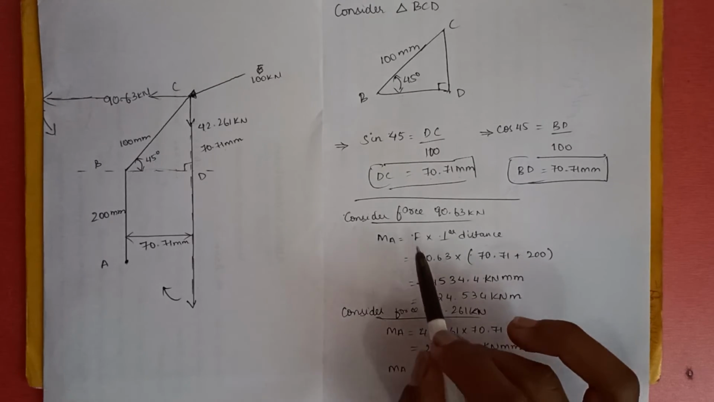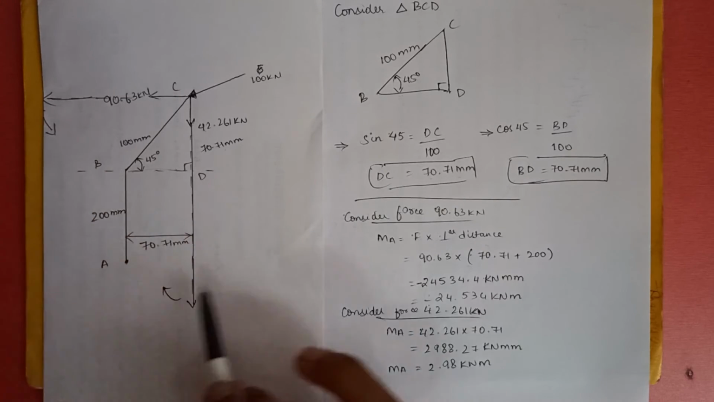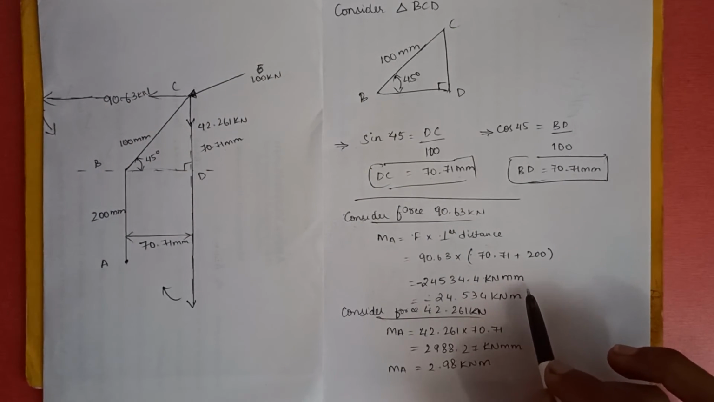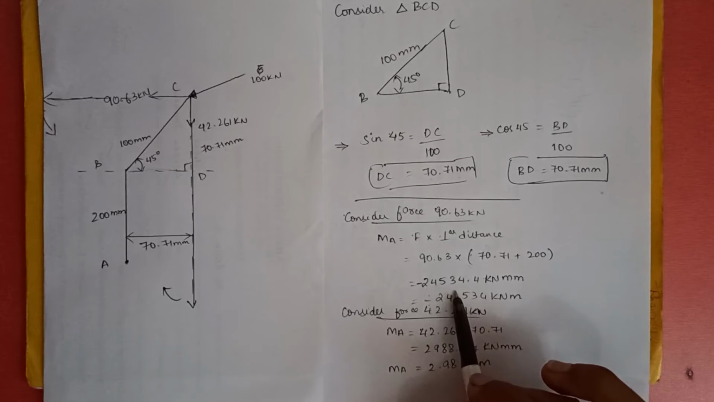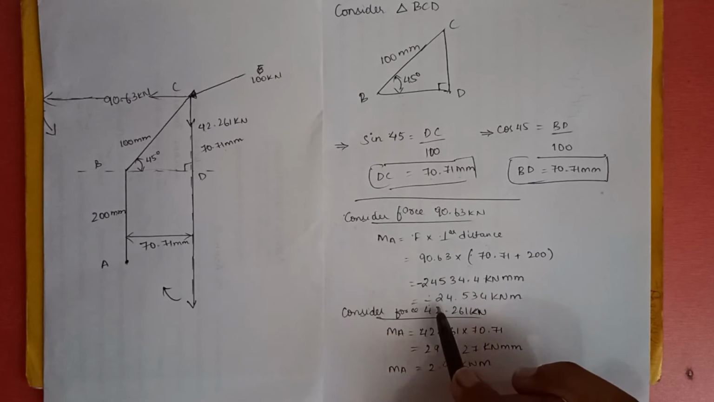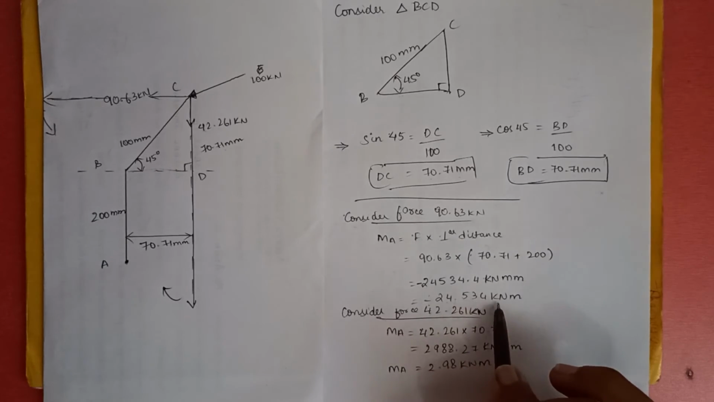Here the negative sign comes because you are rotating the force in an anti-clockwise direction, but the SI unit is kilonewton meter. Now we need to divide this by 1000 to convert it into kilonewton meter. After you do that, we get MA is equal to minus 24.534 kilonewton meter.